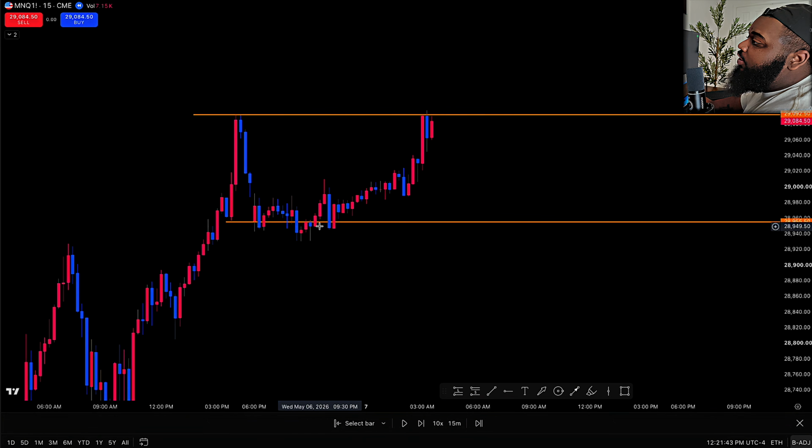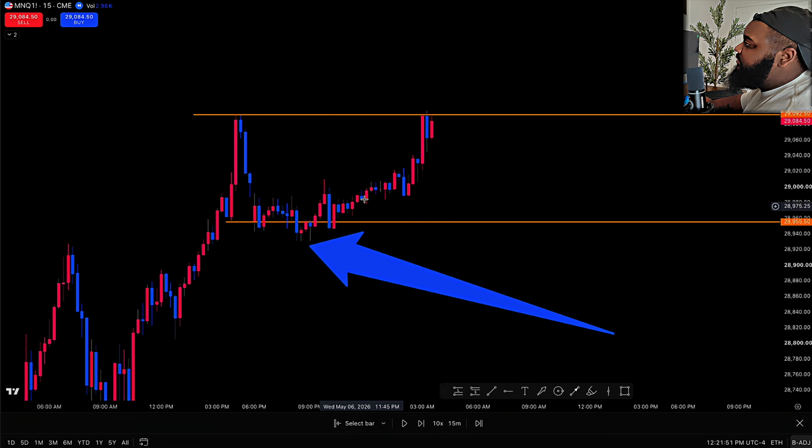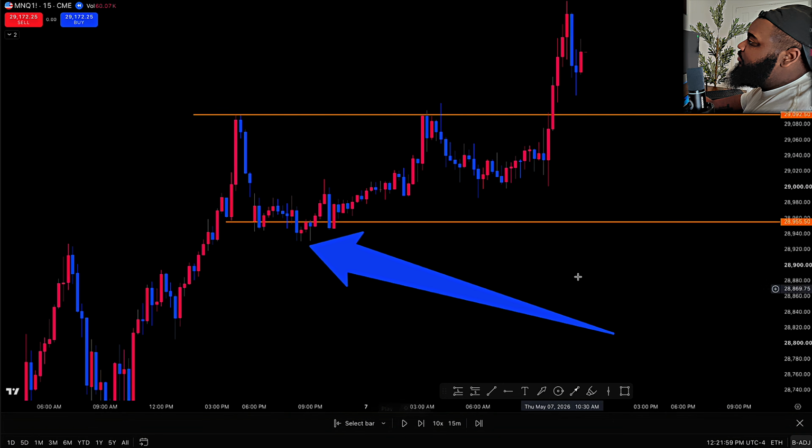So this will be what they call liquidity right here. So it swept this low. Let me mark it. So it swept this low down here and then continued to push up. So if we get a body close, then it'll continue the direction. But right now, price is ranging and you don't want to trade it.